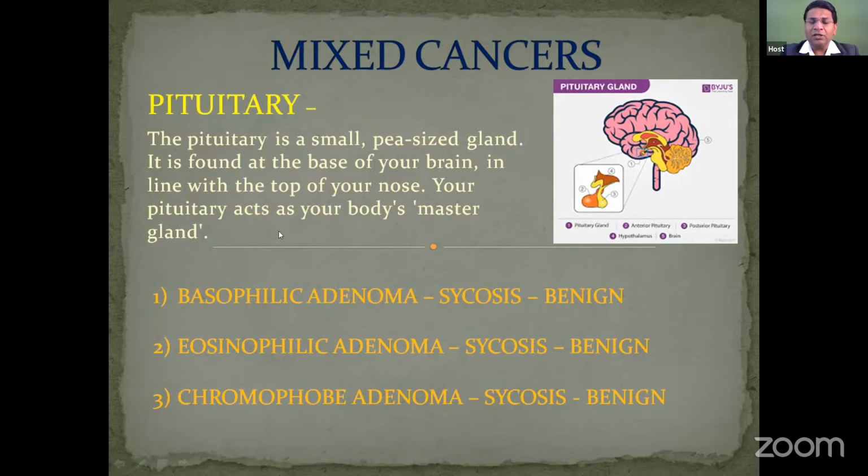So the first type of cancer of pituitary is basophilic adenoma. This growth, adenoma, it is benign growth. And the second is eosinophilic adenoma, benign again, and third type is chromophobe adenoma. Chrome नाम के cells इसमें involve होते हैं. So all three growths, all three tumors, all three diseases are benign.